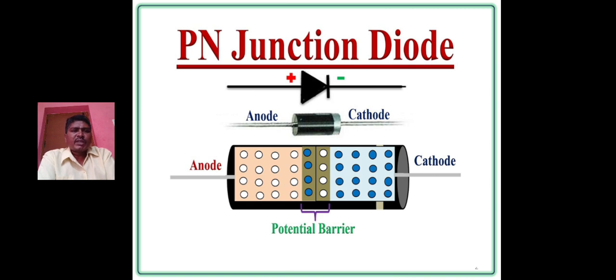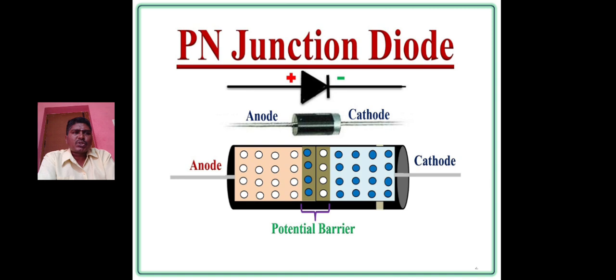So let's discuss about the working principle of PN junction diode. If you see here, the first diagram is the symbol of PN junction diode. Normally it is a two-terminal device. One terminal is anode and another one is cathode. The diode is one junction, that is PN junction, and two layers. Here the P type semiconductor will act as one layer, and the N type semiconductor will act as another layer.